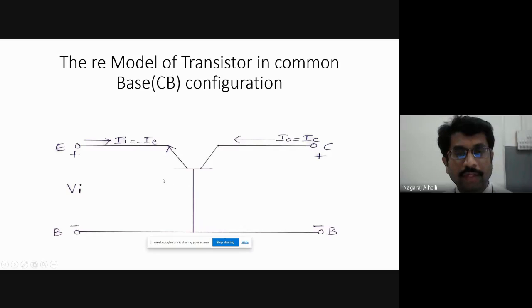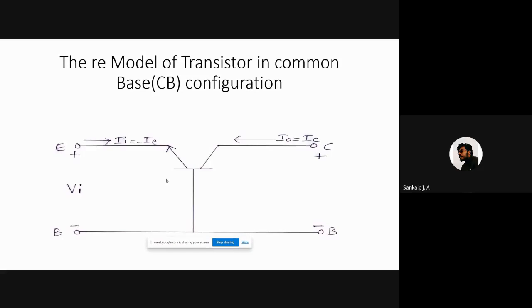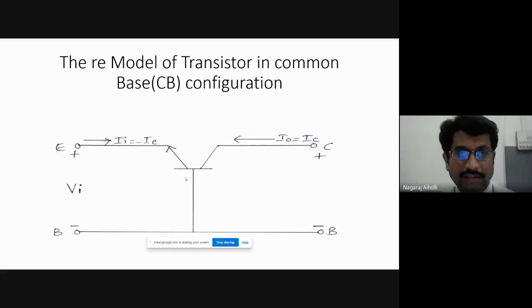Okay, what type of transistor is this? Is it NPN or PNP? NPN, sir. It is the NPN transistor. If the arrow mark is towards the transistor, then it is PNP. If the arrow mark is away from the transistor, then it is an NPN transistor. This is how we differentiate NPN and PNP.